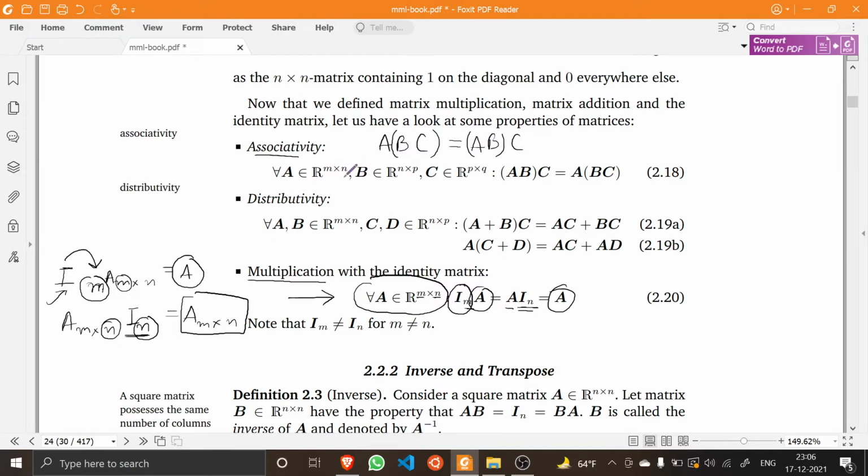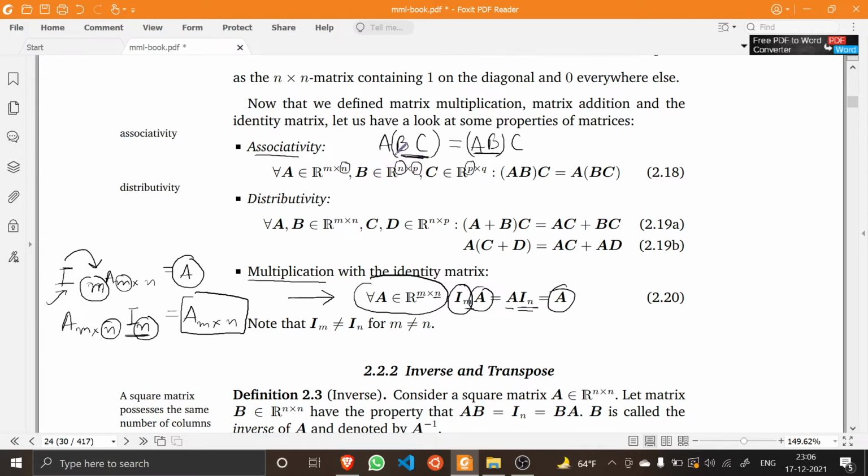And as you can see, you can do this multiplication. Why? Because the number of columns in B is equal to the number of rows in C. Similarly, you can also perform this multiplication. Why? Because the number of columns in A is the same as the number of rows in B.